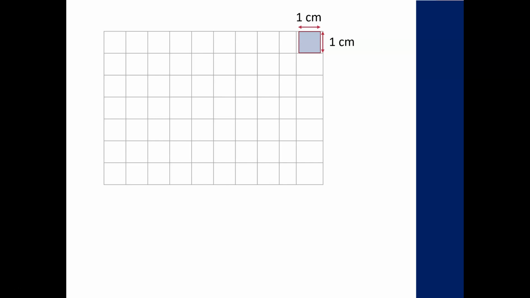To calculate the area, we need to multiply the base times the height, or the length multiplied by the width. 1 centimetre multiplied by 1 centimetre is equal to 1 centimetre squared because we're dealing with area. How do we write 1 centimetre squared? We write 1 centimetre for centimetres, and then that small 2 to the right and just above the centimetre. 1 centimetre squared. That's a unit of area.